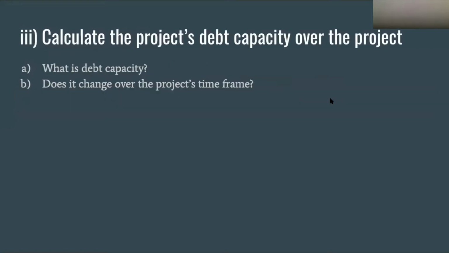Super. The third question is that we should calculate the project's debt capacity over the project. So first, what is the debt capacity? The debt capacity is how much debt the company is having throughout the time of the project. The size of the debt capacity differs throughout time since it depends on the value of the company.